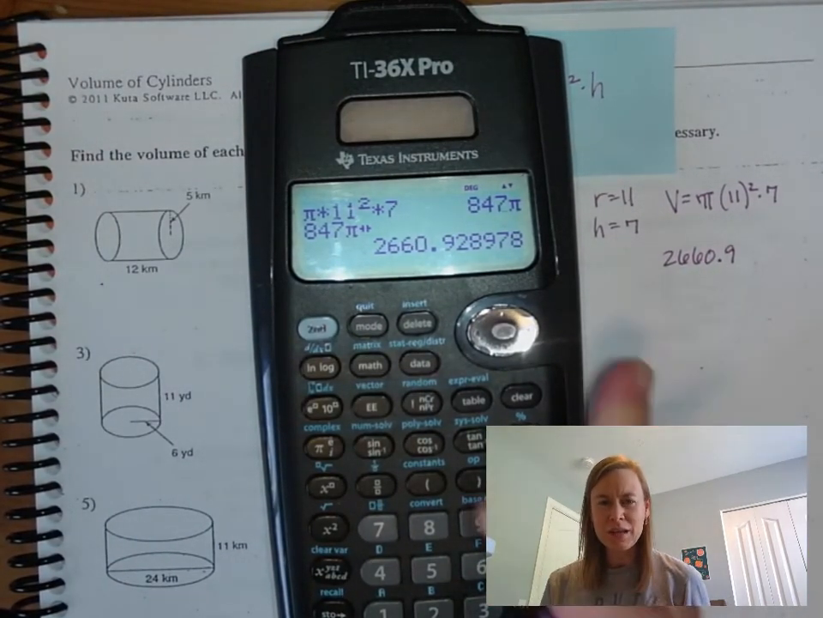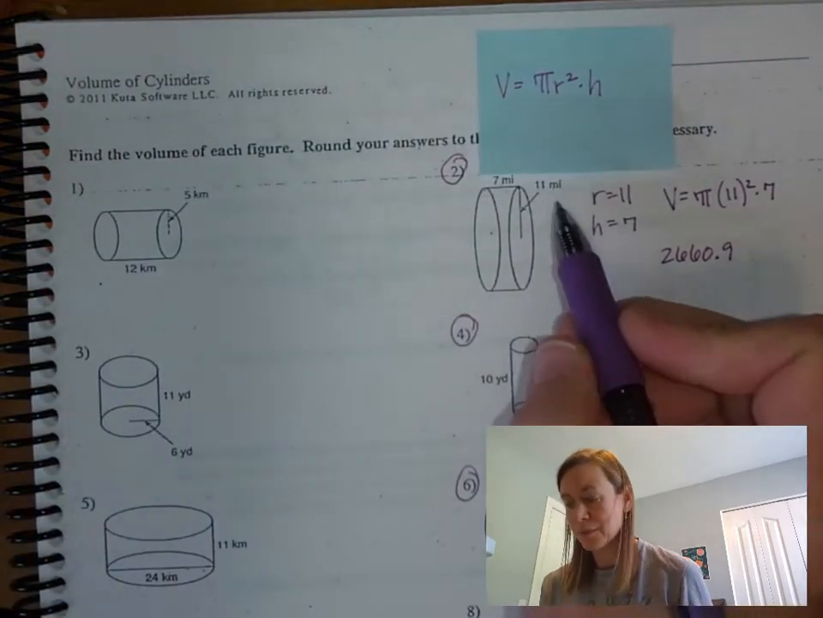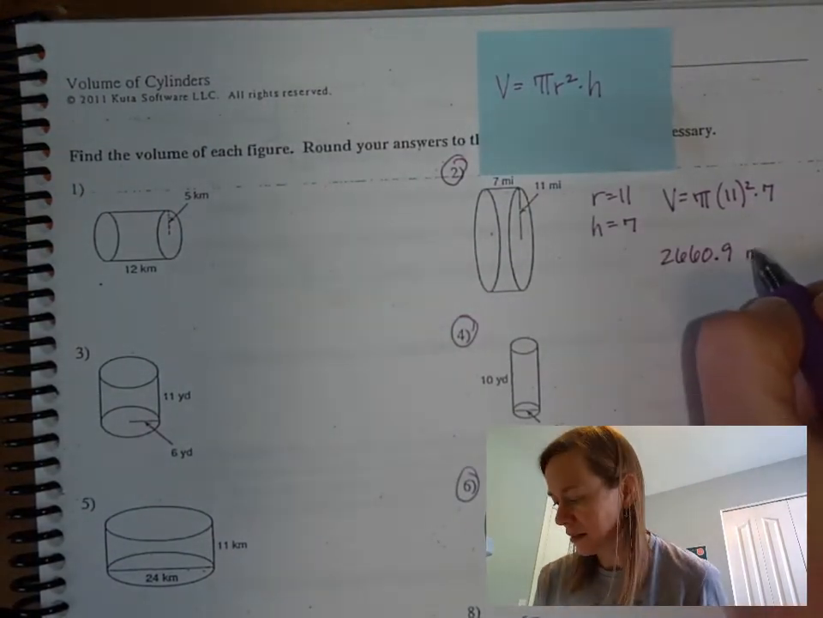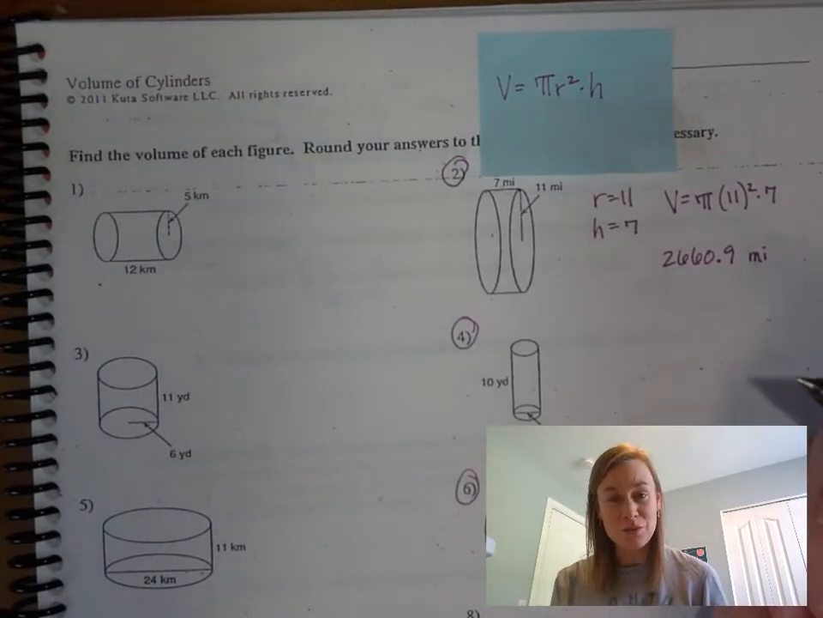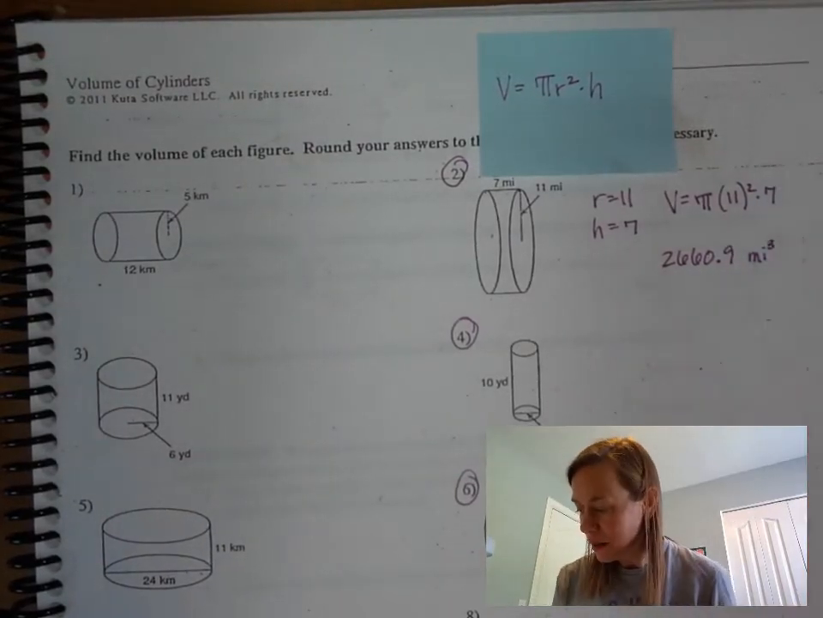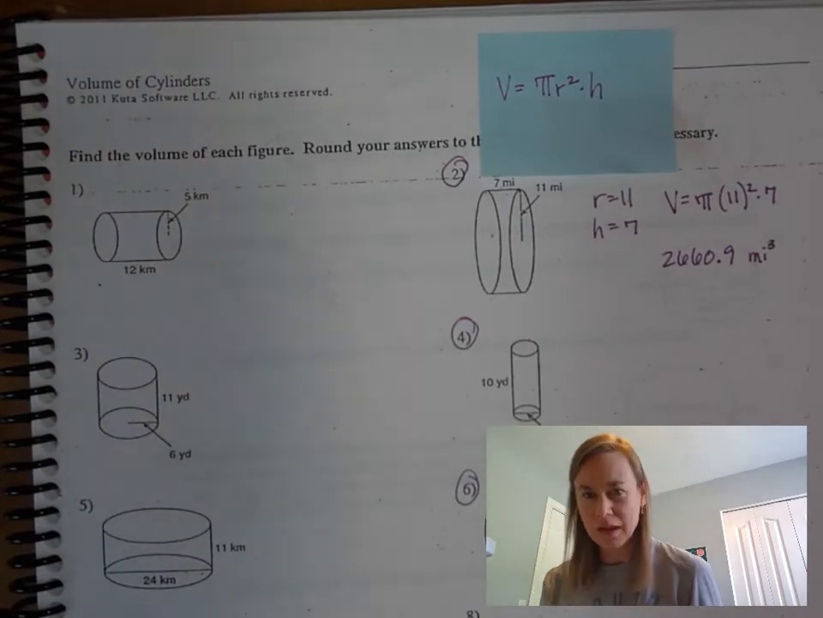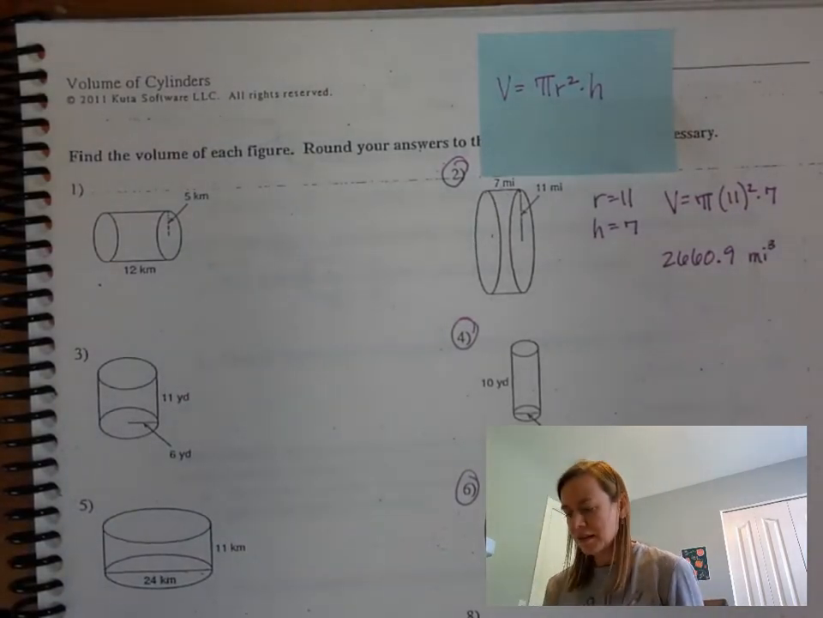Now, what kind of units are we going to have on this guy? Well, it looks like they were miles. My goodness, that's a large cylinder. And when we're doing volume, it's always going to be the units cubed. So the little number you put up there is going to be a 3. Okay, miles cubed. Let's go on to number 4.